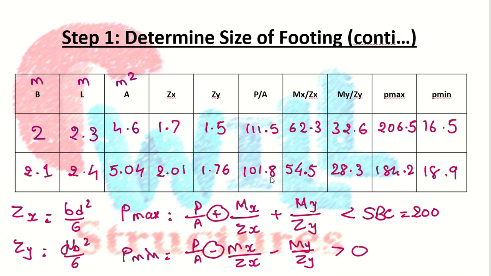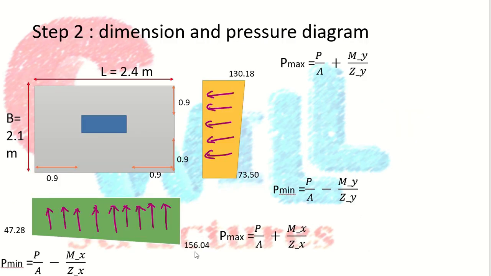Okay, so if we do the total summation of these two values, I can have the value 156.04 and the unit is kilonewton per meter square, right? And of course this value is less than SBC, right? For the P minimum you can see the formula. I can determine 47.28, unit is kilonewton per meter square, and this value is also more than 0, so both our conditions are satisfied.